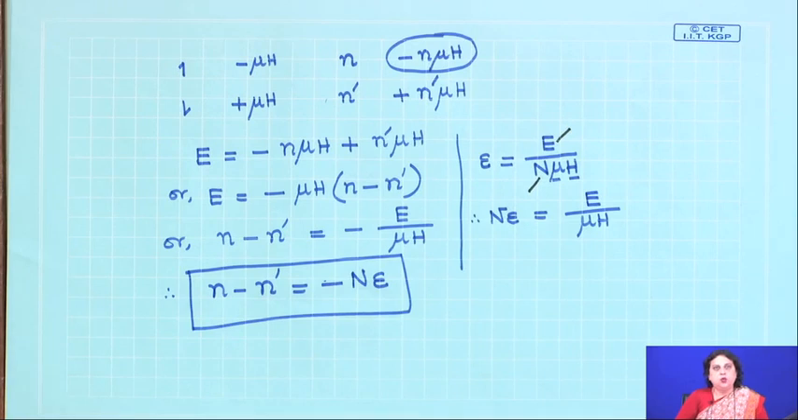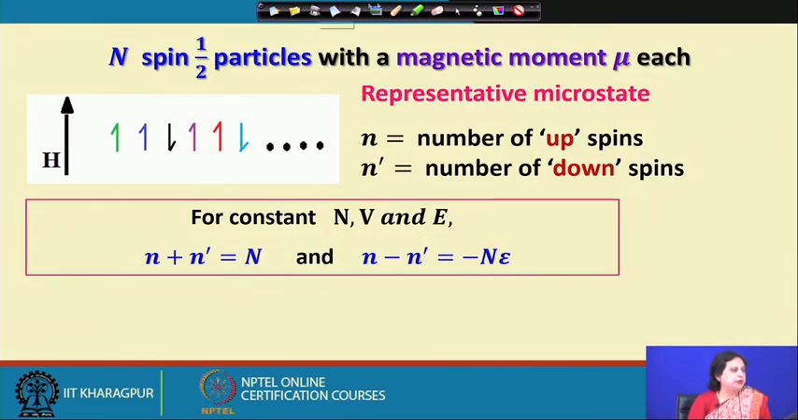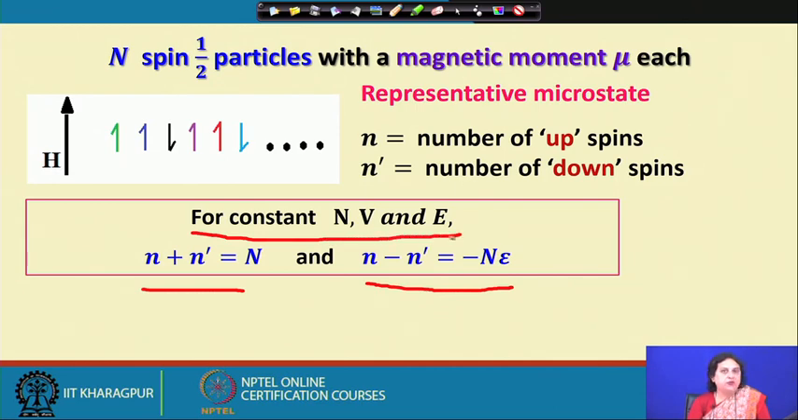So, this is exactly the relation that we have obtained by looking at the conservation of the total number of particles present in the system, as well as this equation, which is a consequence of the fact that the total energy of the system is fixed. Therefore, the question that we are asking here is, what is the number of microstates that are possible when you have fixed the total number of particles, volume and the total energy of the system? That is what we are going to calculate next.